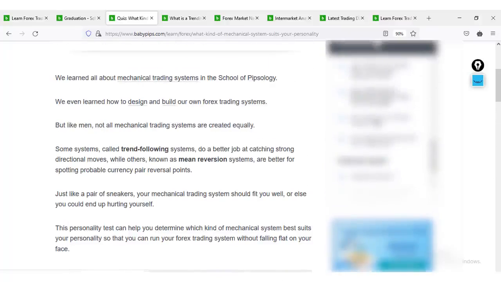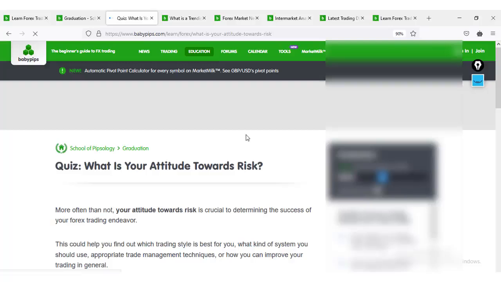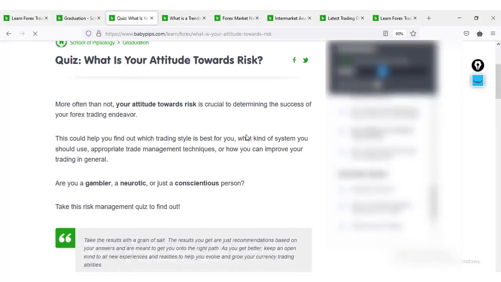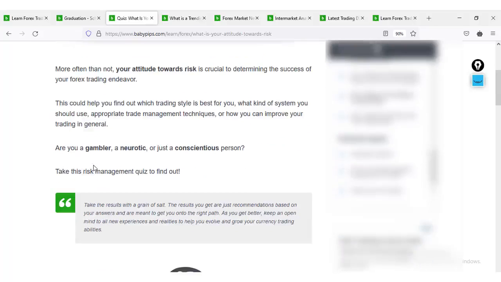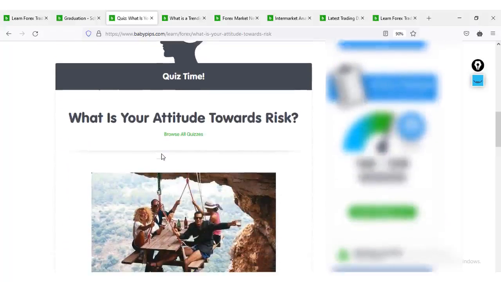So let's move to the next quiz that says, what is your attitude towards risk? More often than not, your attitude towards risk is crucial to determining the success of your forex trading endeavor. This could help you find out which trading style is best for you, what kind of system you should use, appropriate trade management techniques, and how you can improve your trading in general. Are you a gambler, a neurotic, or just a conscientious person? I think I am just a conscientious person. So take this quiz to find out who you are.